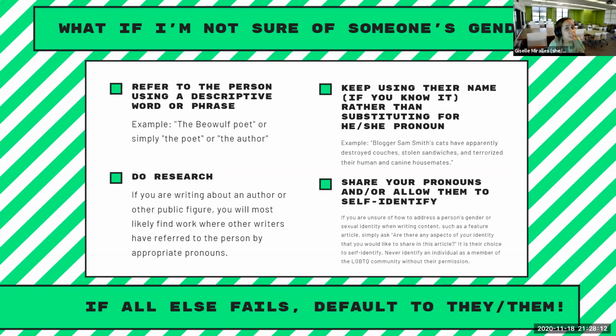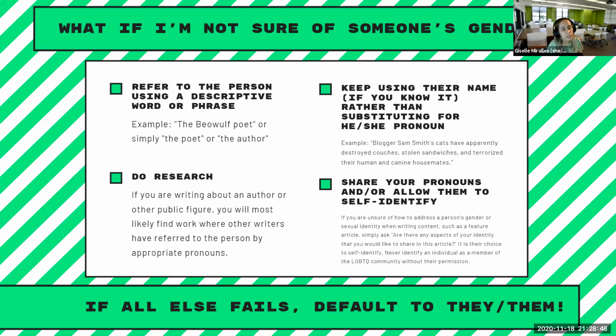But the next step is to allow them to self identify. So if you're unsure of how to address a person's gender or sexual identity when writing content, such as a feature article, simply ask, are there any aspects of your identity that you would like to share in this article? It's their choice to self identify, and you never want to identify an individual as a member of the LGBTQ community without their permission. So never assume someone's gender and never force them to reveal that information to you if it's not something that they're comfortable with.